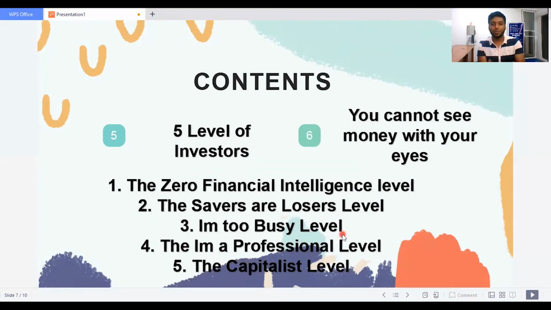The number one is known as the zero financial intelligence level. They do not have any knowledge about finance, so they will say investment is risky. You will come across people like that in your life. Then the second, the savers are losers level. They will always say we need to save a lot, but with inflation, the interest rate they are getting is going to be lower than the money they have put in the bank. For example, if the bank pays 2% and inflation is 5%, you are losing 3% of your money, but people don't understand.